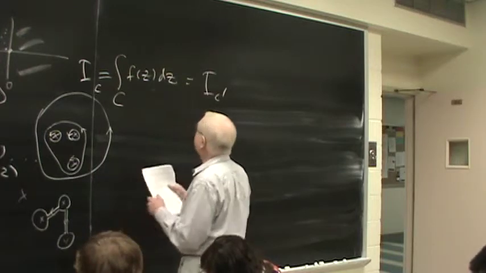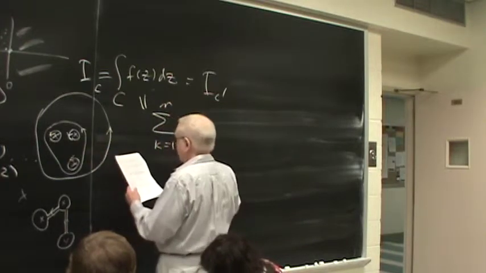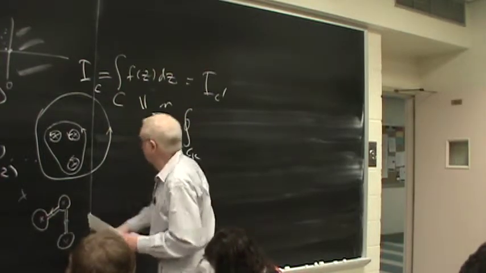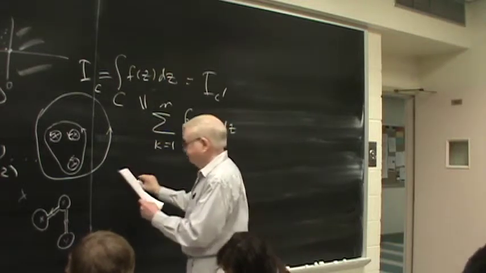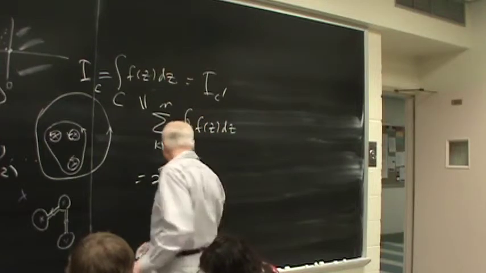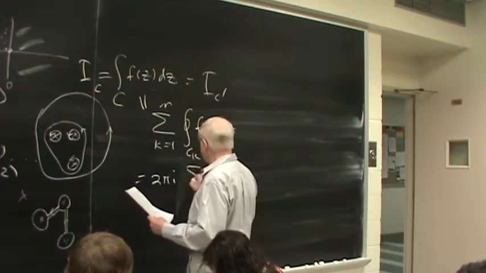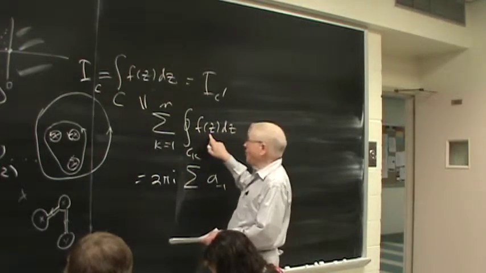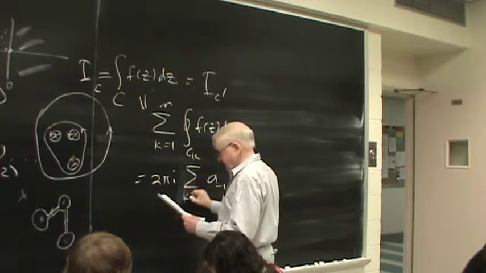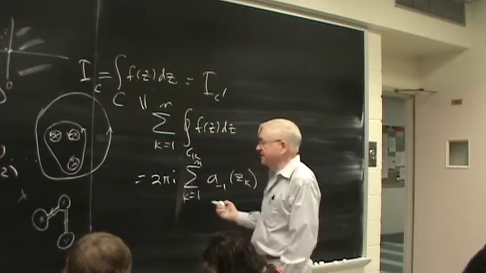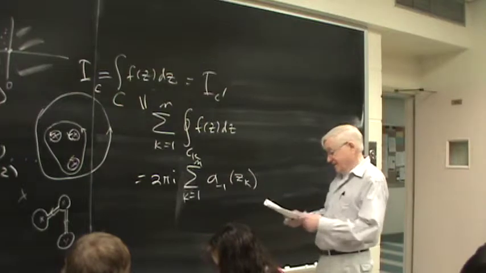What we get then is that this integral is just the sum, k equals 1 to n, in this case 3, of the integrals over Ck around each of those singularities. So the integrals of f(z) dz around each of the poles are just 2 pi i times the sum of a_{-1} at the singular point z_k, k equals 1 to however many there are. In this case z1 would be here, z2, z3, so there would only be 3 of them. And that's called the residue theorem.